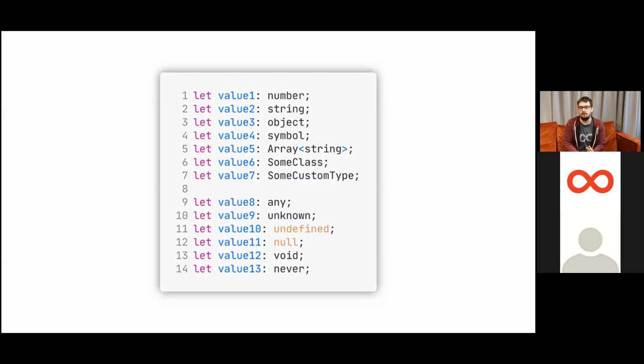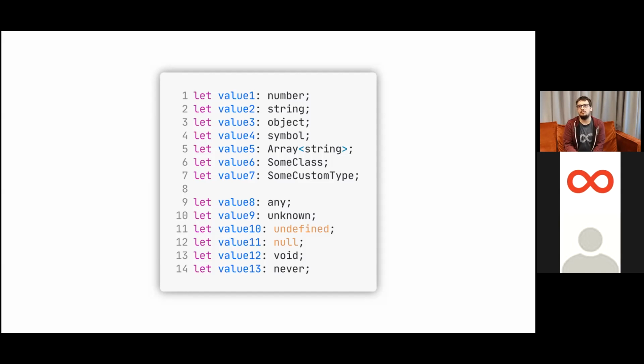Some of those my colleague here will cover later on. But just quickly, any: if you set that the type is any, you can basically assign anything to this variable at any point. It doesn't matter, you can assign a number to it later on, you can assign a string to it, it will be fine.